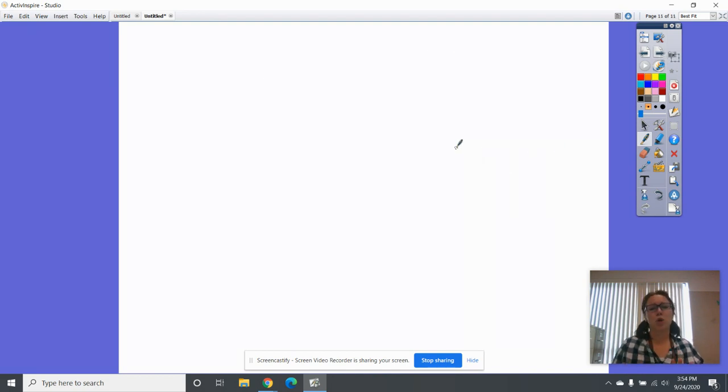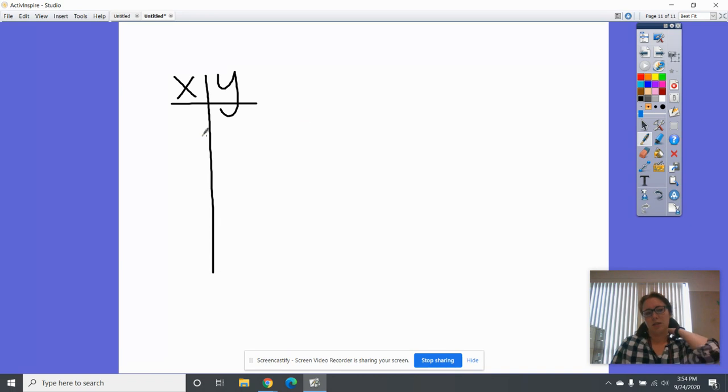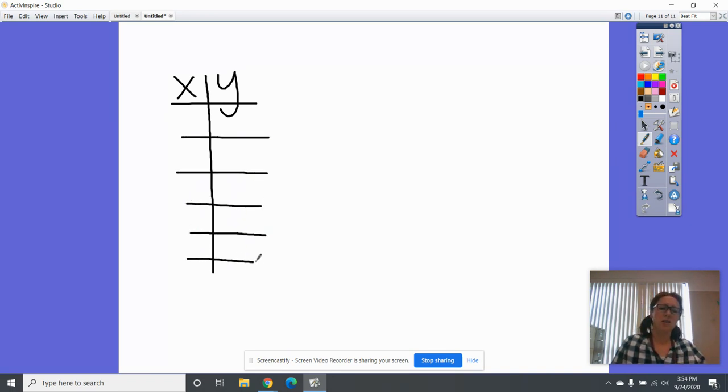Tables take more work than some of the other ones do, so I'm just going to show you some basic examples. If I have an XY table like this, or a T table like this, then there's a few different strategies for deciding if something is proportional or not, but I'll just show you this one. This is my favorite, and that is to take each coordinate point and divide the y value by the x value. And if you always get the same thing, then yes, the table is proportional.